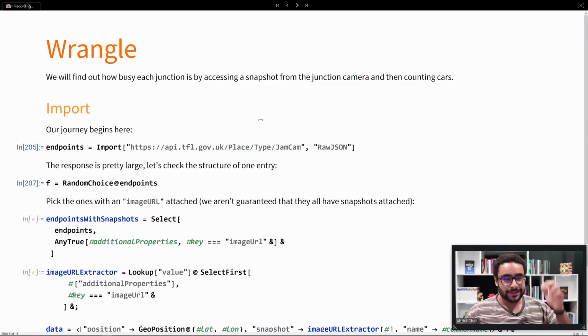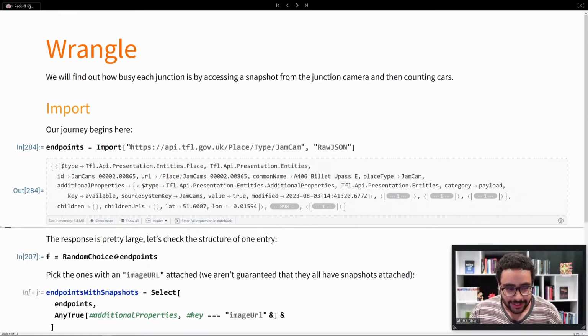Okay, so the way I propose we count cars at the junction is by accessing a live feed of each junction. There are cameras at junctions. For some of them, you can just get a picture from that junction at the current time. So we have that picture, and then we're going to use some kind of built-in machine learning functionality in Mathematica to count cars in each frame.